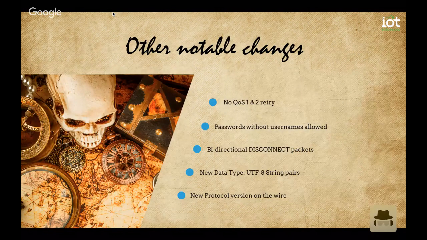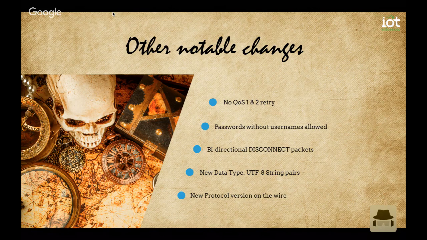Other notable changes in MQTT 5: now it's not allowed to send retries for quality of service 1 and 2 messages. This may come as a surprise for some people, because we noticed that many projects rely on retries, and retries are not allowed with MQTT 5. So this is a common pitfall when upgrading to MQTT 5. It's very important to understand this.